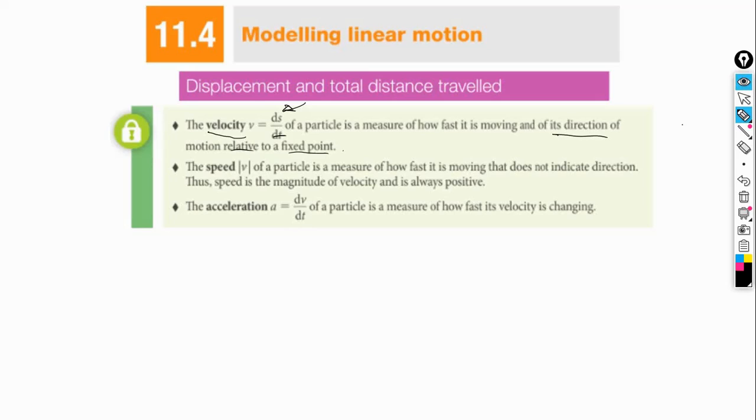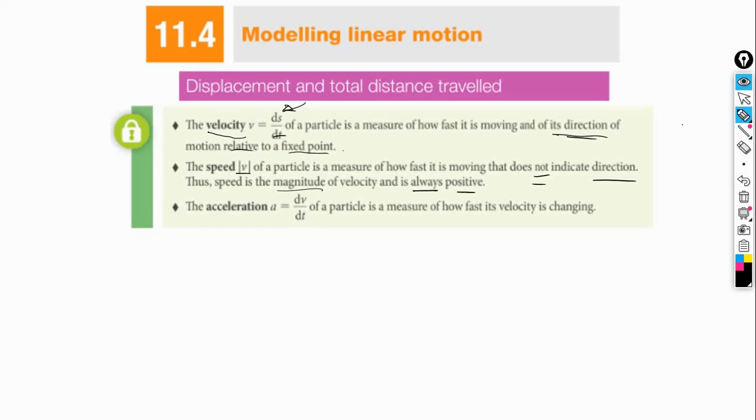So another important thing about velocity is that you need a direction and it's in relation to a fixed point. So velocity is a vector. Speed is the absolute value of velocity. And the speed of a particle is a measure of how fast it is moving, and it does not include direction. So speed is the magnitude of velocity, and very importantly, it is always positive.